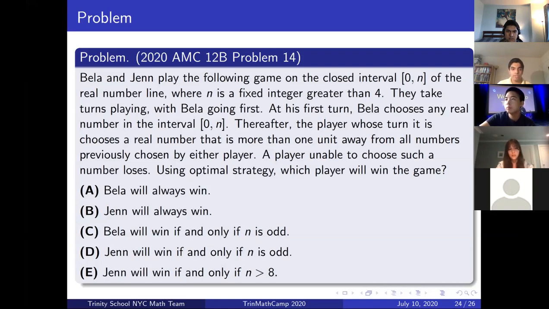Thereafter, the player whose turn it is chooses a real number that is more than 1 unit away from all other numbers previously chosen by either player. A player unable to choose such a number loses. Using the optimal strategy, which player will win? And my hint, since we only have 4 minutes left, try and use symmetry. If one thing you get out of today's lecture, it is that symmetry is very, very helpful in game theory.